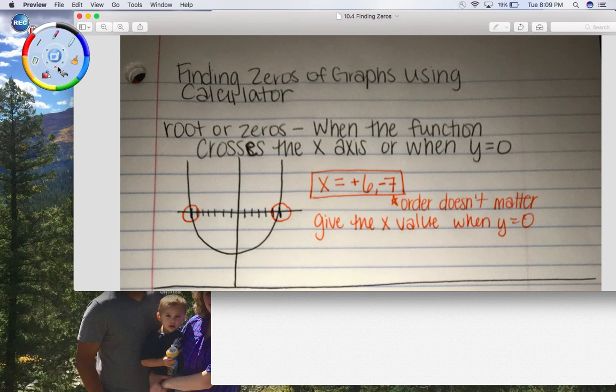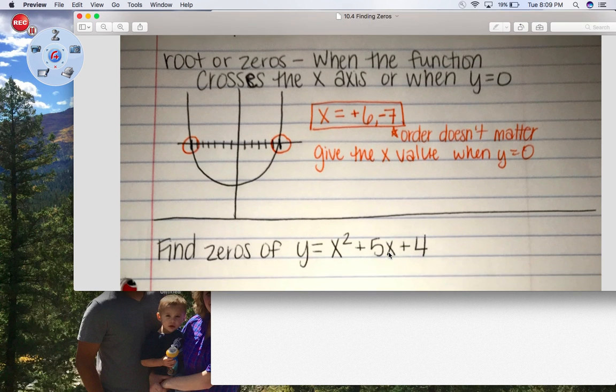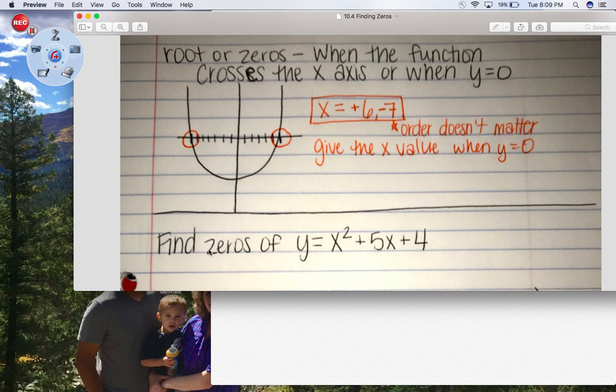Okay. Sorry, trying to get back. There we go. Now, we are going to use a calculator to find the zeros. So find the zeros of y equals x squared plus 5x plus 4.